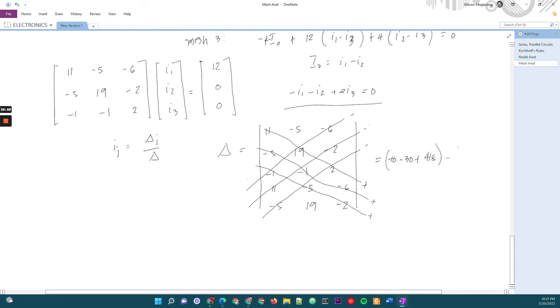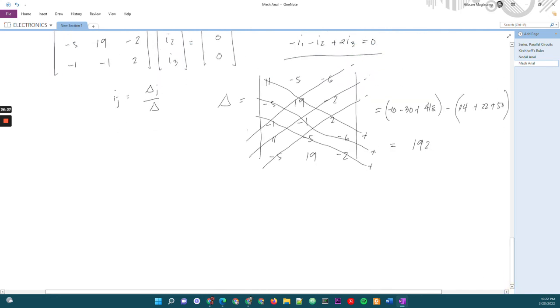And then minus, the opposite signs, the rest are minus signs, then plus on the other. Okay, so we have 114 plus 22 plus 50. Okay, multiply them. We have 114, then 22, then 50. Okay? So we get 192. You can calculate that.